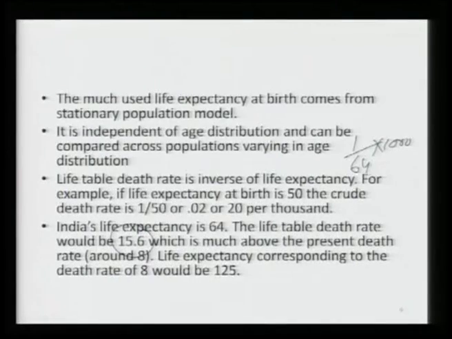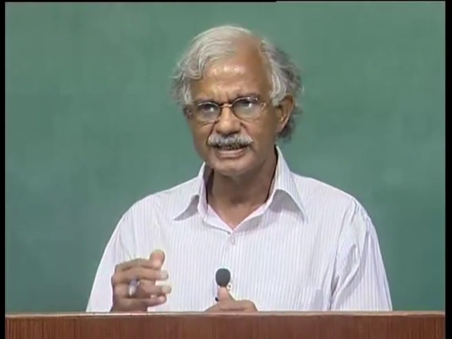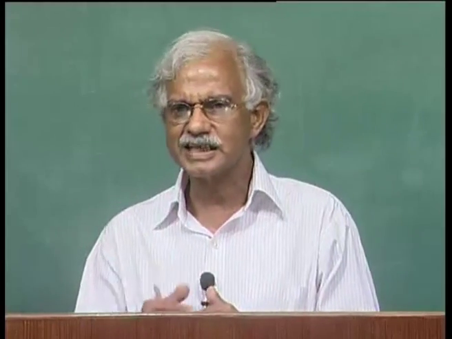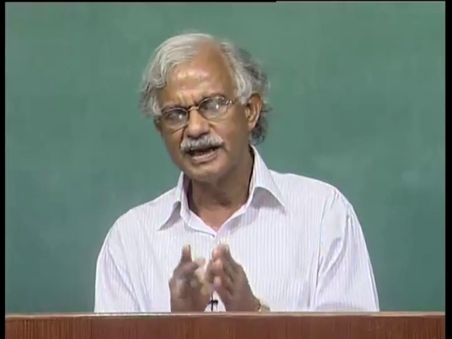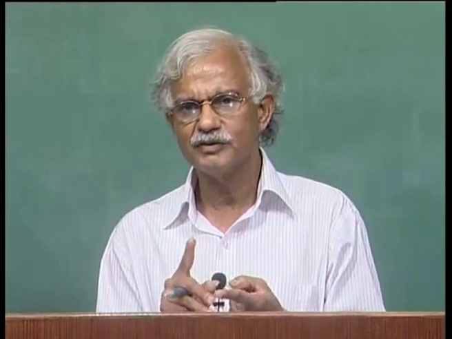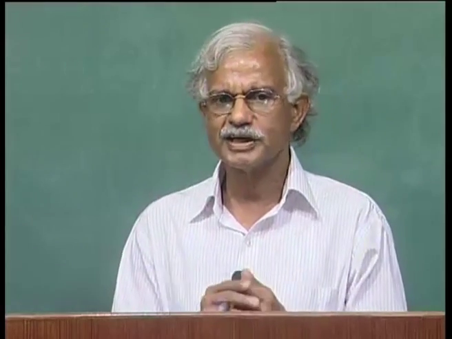The difference is that this crude death rate of India, around 8, shows the experience of two things: the present age distribution of population, which is quite young, and the age specific death rates operating at different ages. While this life table death rate 15.6 would be the death rate of India which will result from the present age specific death rates and age distribution of life table population or stationary population, which is itself generated from age specific death rates. So, life table death rate is a function of only one thing, age specific death rates, set of age specific death rates or schedule of mortality, while actual crude death rate is a function of two things, schedule of mortality and the present age distribution.